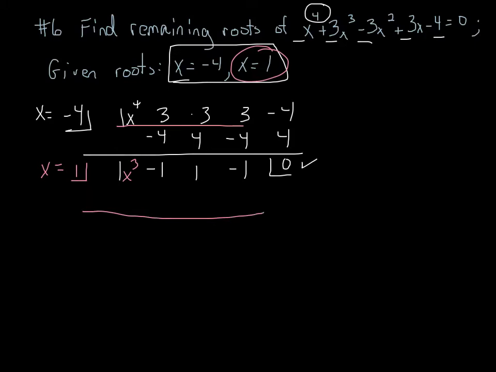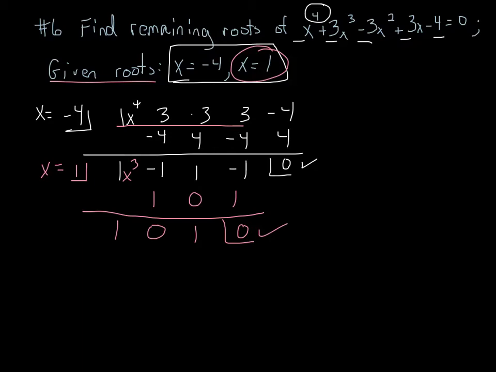And we just repeat. Drop your 1. 1 times 1 is 1. Negative 1 plus 1 is 0. 1 times 0 is 0, 1 plus 0 is 1, and 1 times 1 is 1. 1 plus negative 1 is 0. Ding ding, we depressed it and we got 0 again. That means 1 is also a factor, but you already knew that because I gave that fact to you.